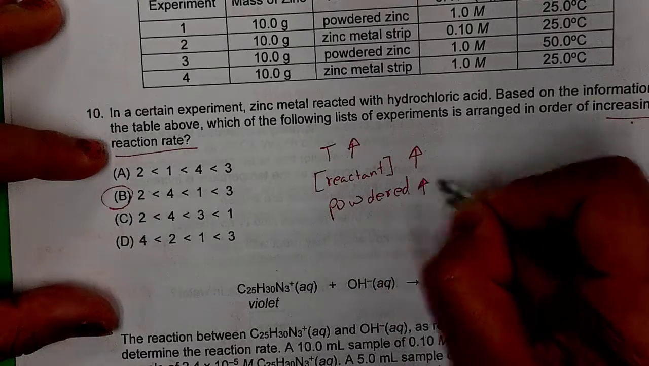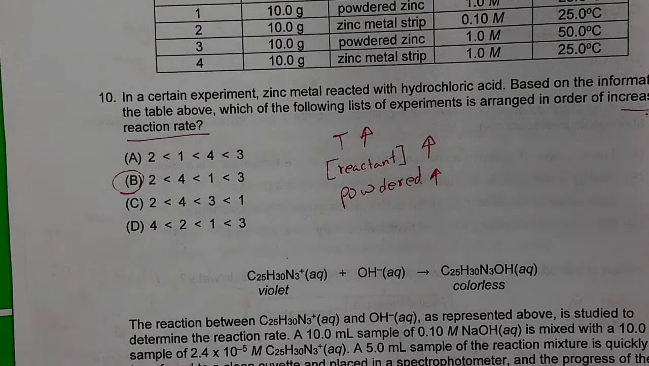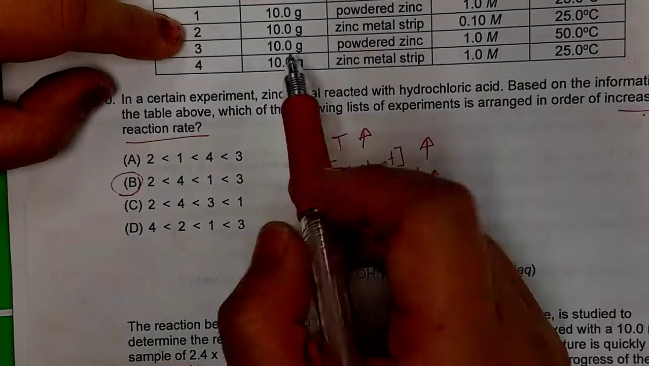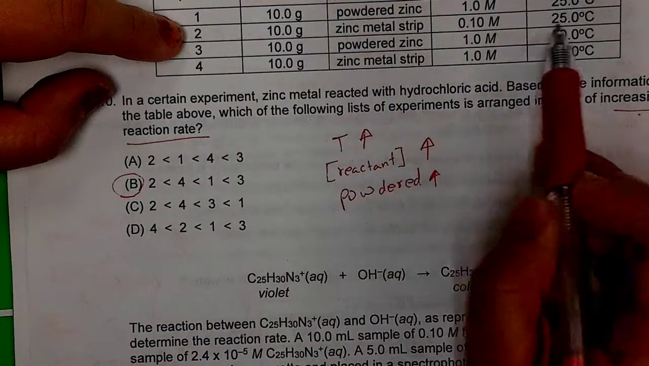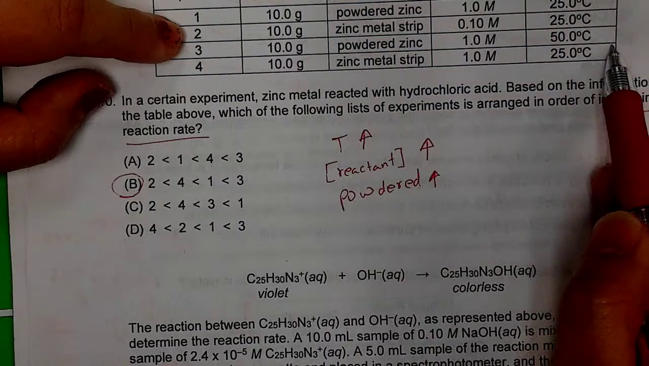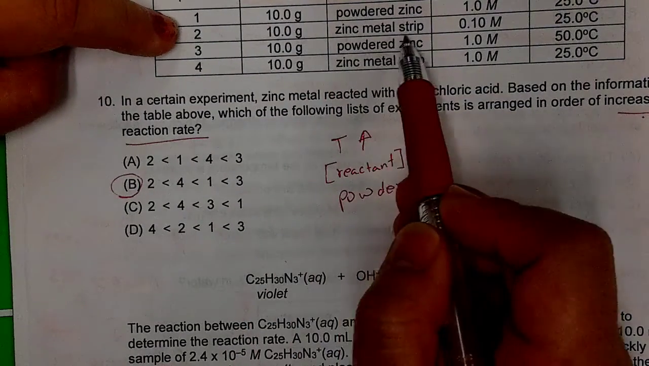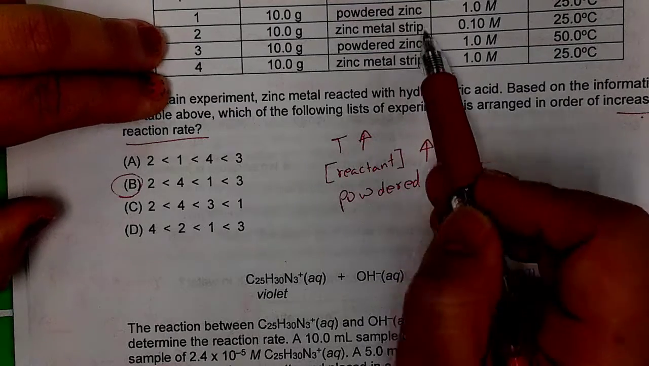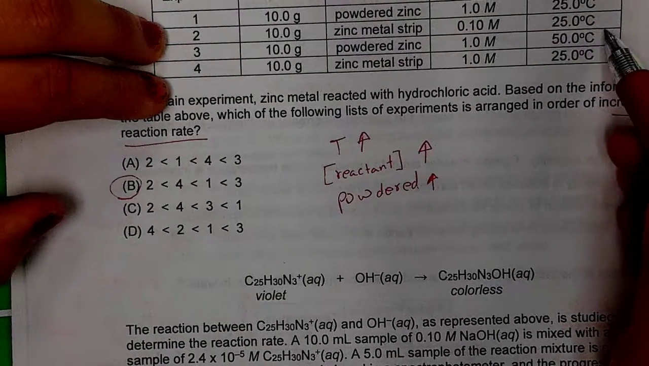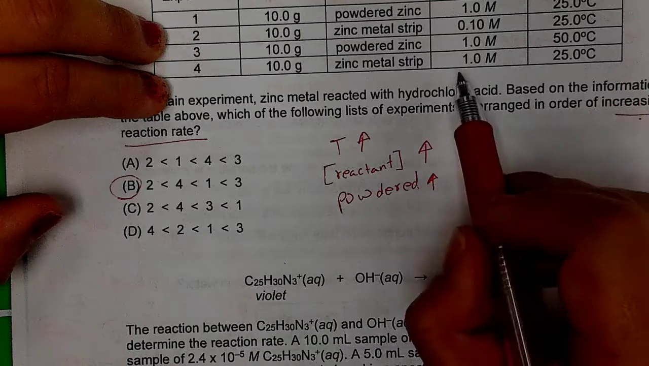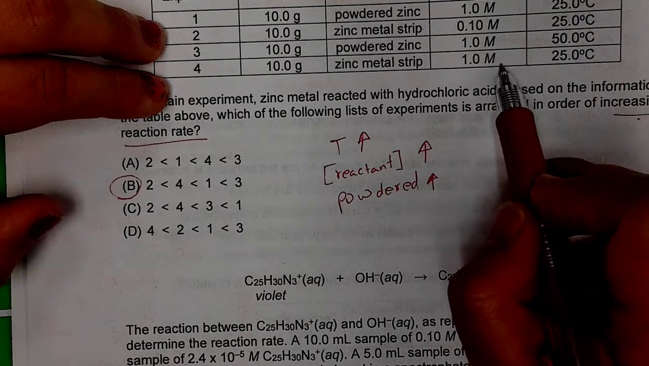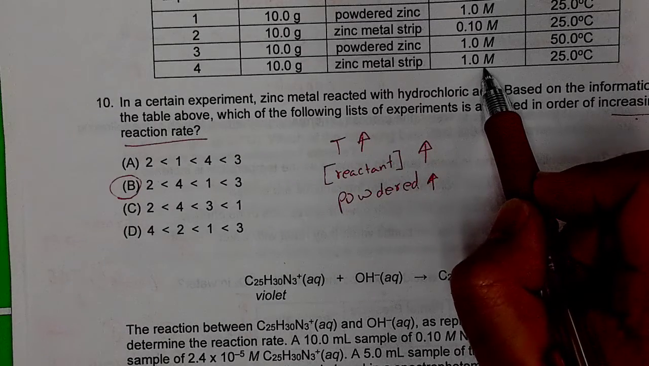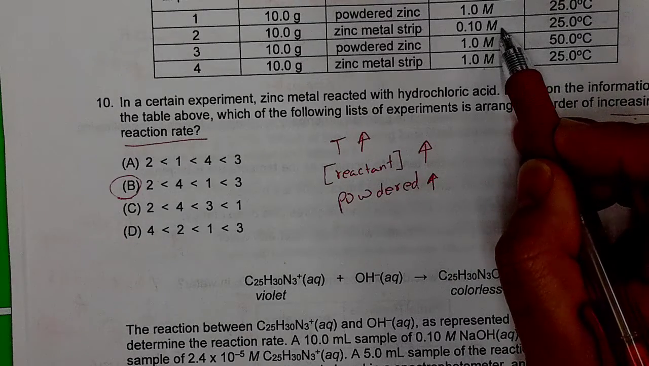So therefore, let's figure out. We said that 2 would be the least, 3 would be the highest. Let's see why this is so. Take a look. In 2, do you see how that is a strip? Again, 4 is also a strip. The strips of metal are bad. Look at the temperature. They have the same temperature, but the concentration differs. Okay. 4 has a better concentration. Therefore, 4 is a little bit faster than 2.